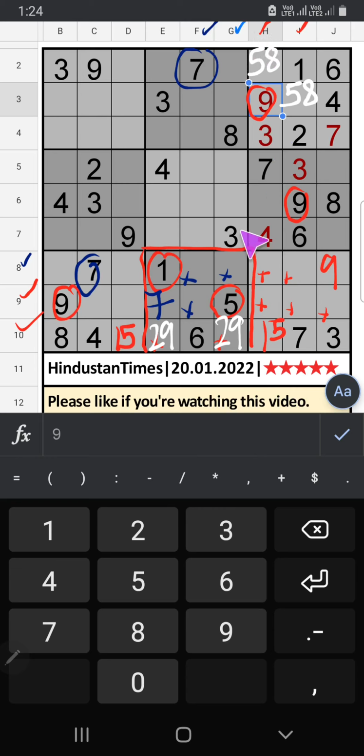Column G, we have 3 and 8. So 3 and 8 can't come in this cell. It will come in any one of the cells. We will confirm later. Then only 1 number is remaining, 4. 4 is confirmed here.